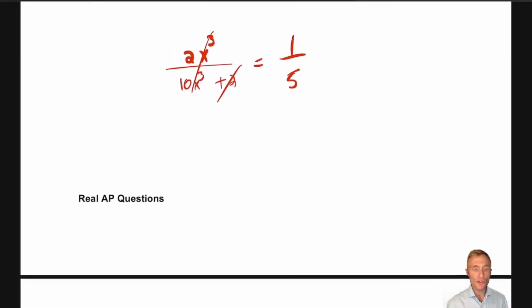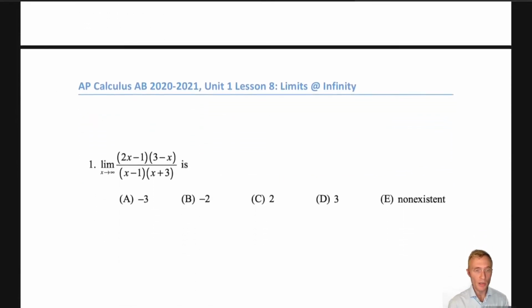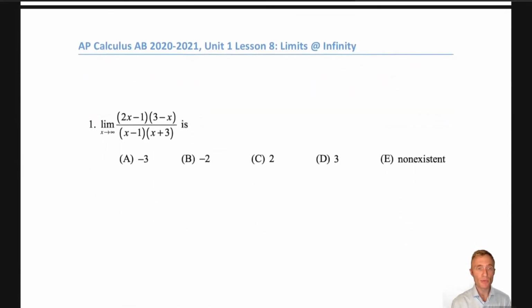We're going to end on 2 real AP questions. So let's start off with this first one. What is the limit as x approaches infinity of 2x minus 1 times 3 minus x over x minus 1 times x plus 3? And yes, this is a real AP question, right? And you only need to get a third of them right to pass this test. So I hope you're starting to feel pretty good about yourselves.